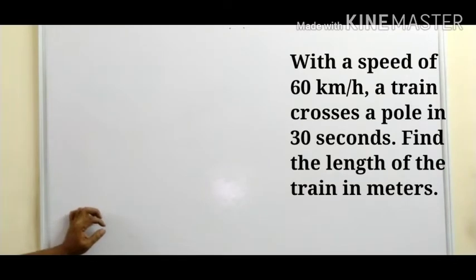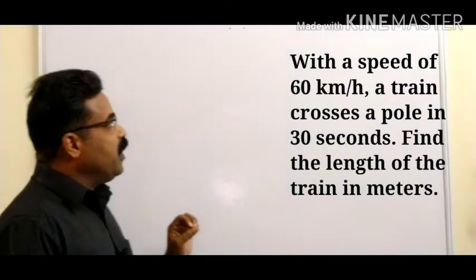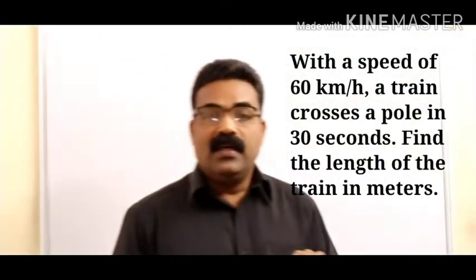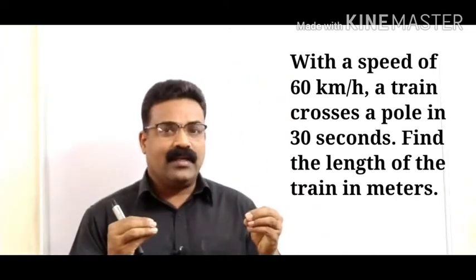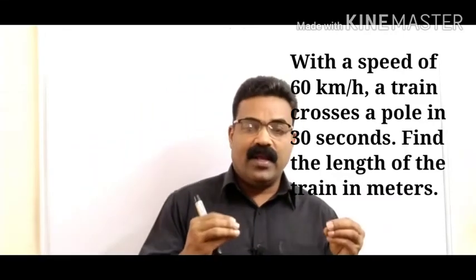What is the question? The question is, with a speed of 60 km per hour, a train crosses a pole in 30 seconds. Find the length of the train in meters. With a speed of 60 km per hour, a train crosses a pole in 30 seconds. You need to find out what is the length of the train. Okay, so let me tell you this way. Whenever a train, you can note it.